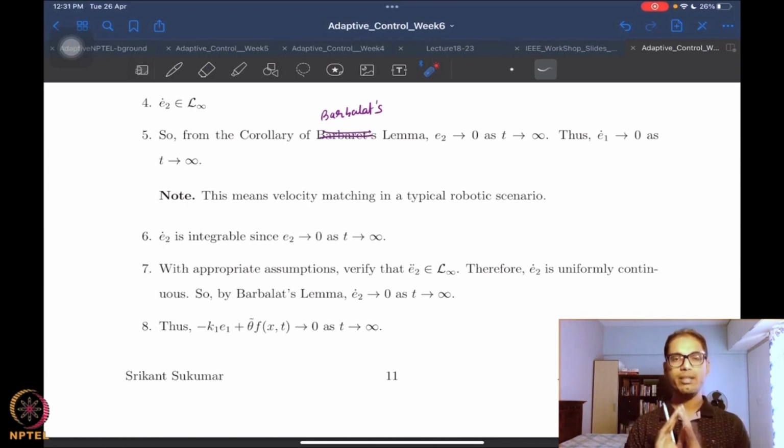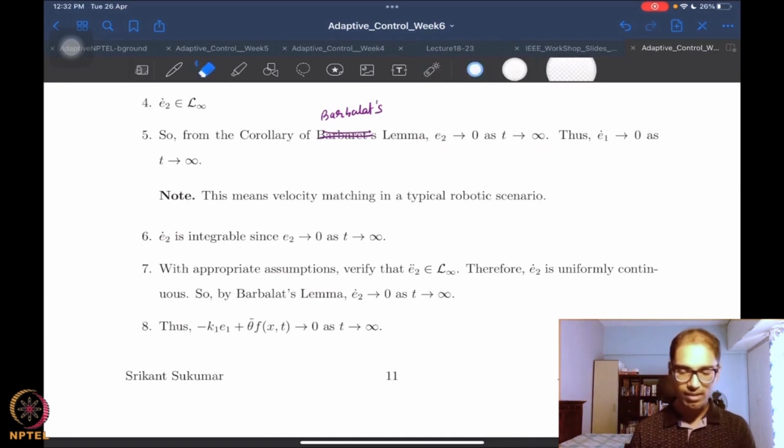The sequence of steps is identical. In the first order case also we did the same. We proved that E goes to 0, and after that we went on to prove that E dot also goes to 0, which we did. So that's what we do here too. Now we know that E2 dot is integrable because E2 at infinity is 0. And since E2 goes to 0 as t goes to infinity, and with appropriate assumptions again on F, you can also prove that the second derivative of E2 is bounded. Because the derivative of E2 dot is bounded, it means E2 dot is uniformly continuous. So by the original Barbalat's lemma, E2 dot is an integrable uniformly continuous signal. Therefore, it goes to 0 as t goes to infinity.